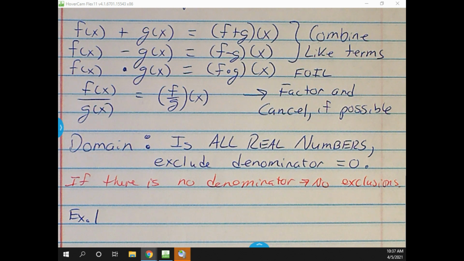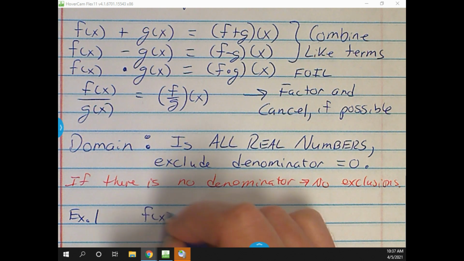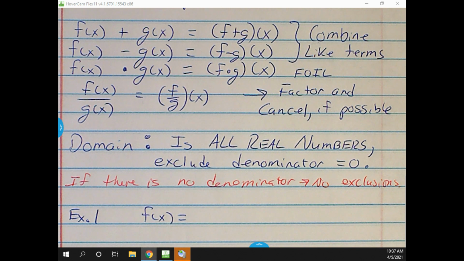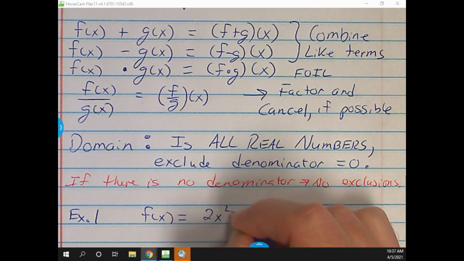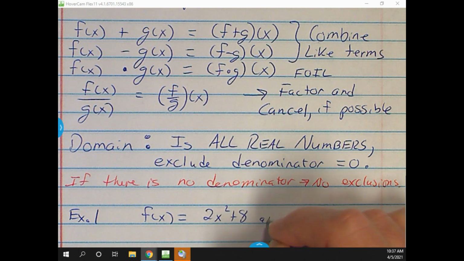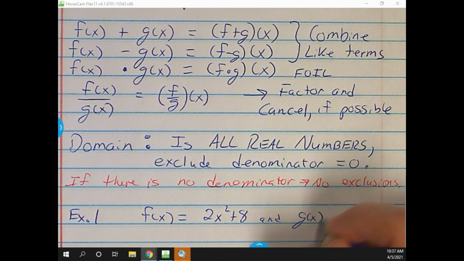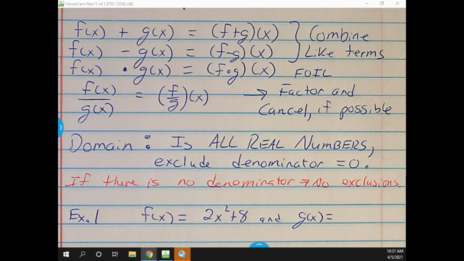All right, so for example one, they should give you two functions. So for this one, we'll do f of x is 2x squared plus 8. And then we'll do g of x. We'll say that's x minus 3.